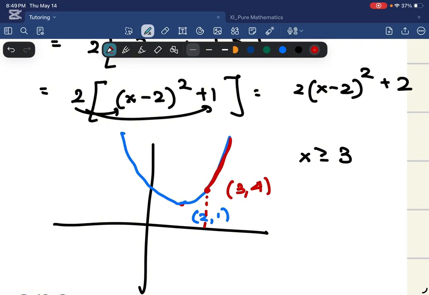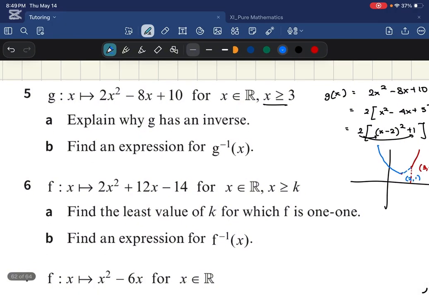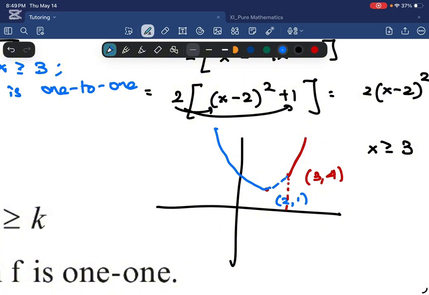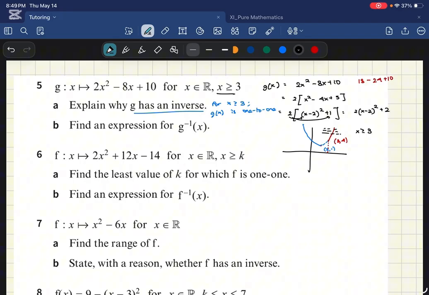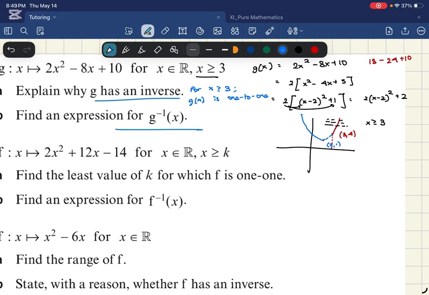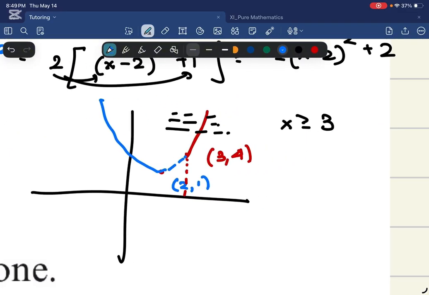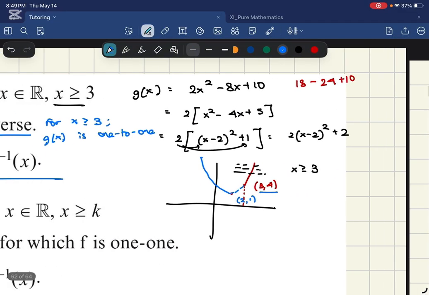And I'm considering this arm, right? So the question asks me, explain why g has an inverse. For x greater than or equal to 3, g of x is 1 to 1. The red portion is definitely 1 to 1, right? Without considering the blue part, if you draw a horizontal line, it's going to intersect only at one point. So that is why it is 1 to 1. So find the expression for g inverse of x. All right, so we're going to remember this point.